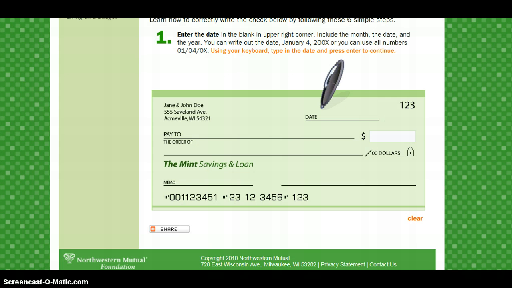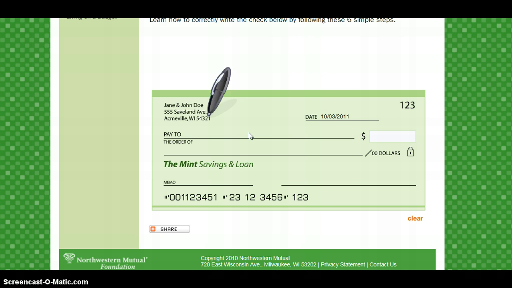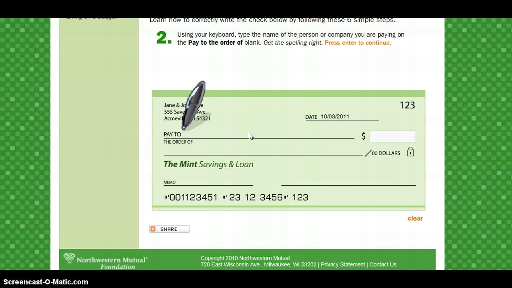We will now practice writing the checks. As you can see up here, there is a fake name, fake bank, and we're just going to practice on here. So today's date is October 3rd, 2011. We're going to pay it to the order of, let's say, me. You're going to write a check to me.